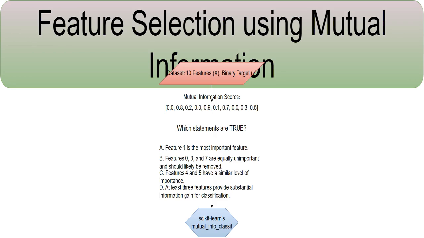We're using mutual information to figure out which features are most useful for predicting our target variable. Mutual information measures how much knowing the value of one variable tells us about another. A higher score means a stronger relationship. Think of it like this: the higher the score, the more valuable the information about that feature is.